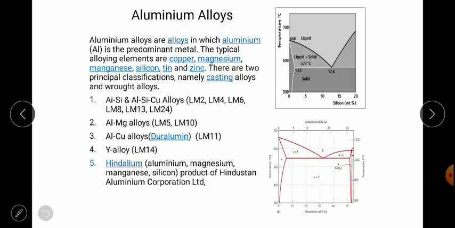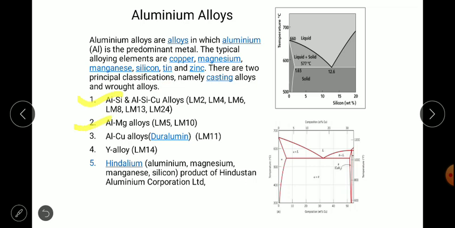Coming to the classification, aluminium alloys are classified as casting alloys and wrought alloys. Two important things you should understand: casting alloys and wrought alloys. In casting and wrought, the first we have is aluminium silicon or aluminium silicon copper alloy, and further the names are LM2, LM4, LM6. We'll discuss the classification further.